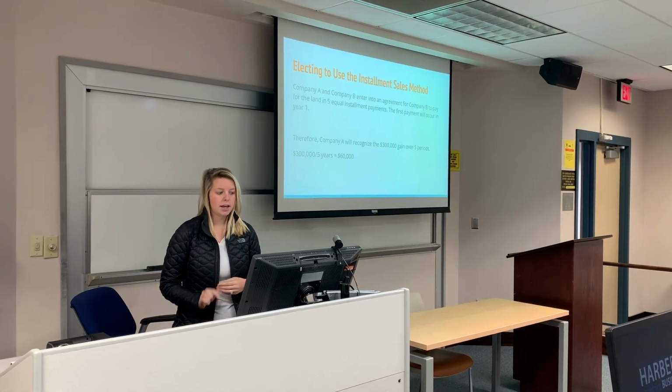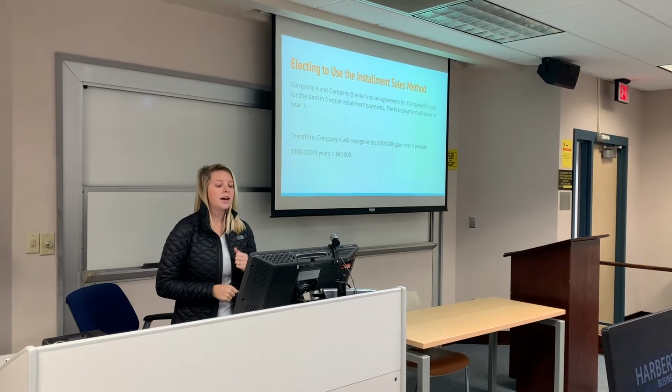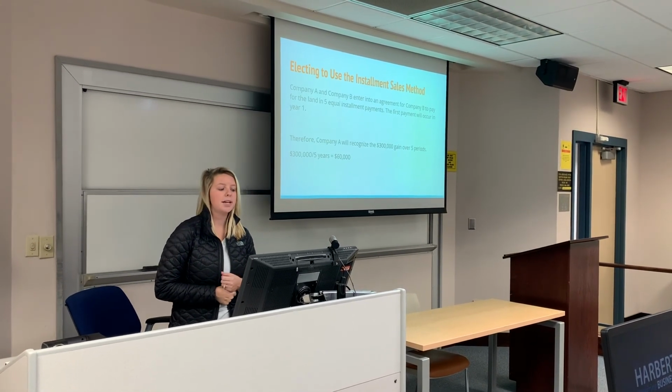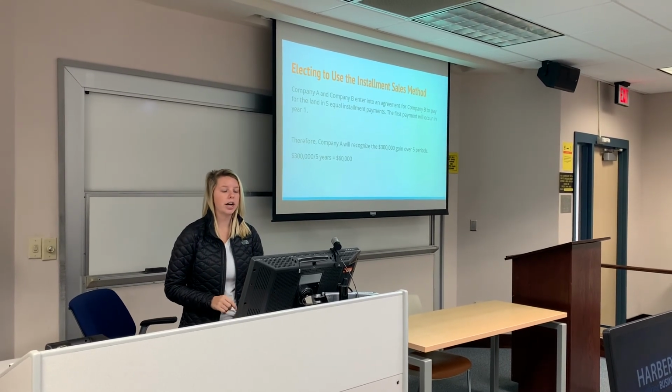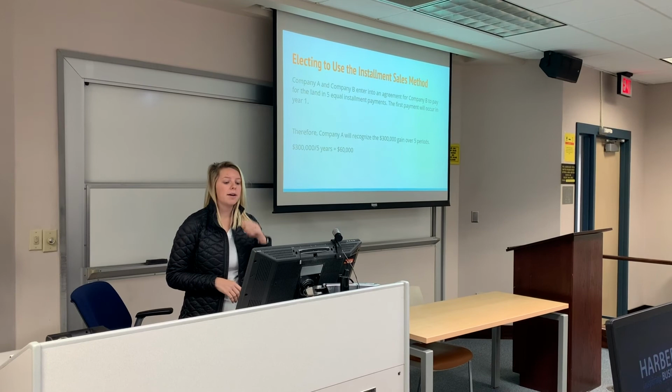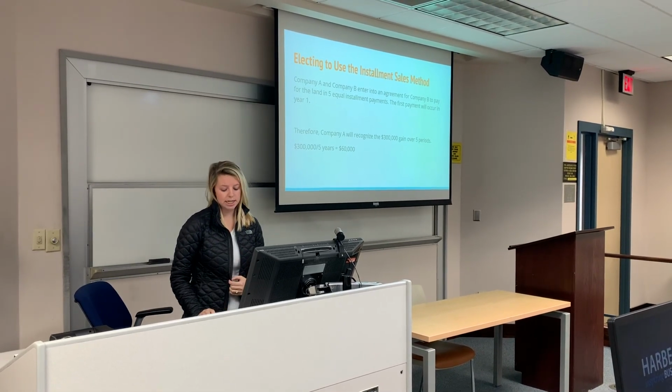in year one. If they were to elect to use the installment sales method, Company A and Company B would enter into an agreement for Company B to pay for the land in 5 equal installment payments. The first payment will occur in year one. Therefore, Company A will recognize the $300,000 gain over 5 periods, which is $60,000 each year.